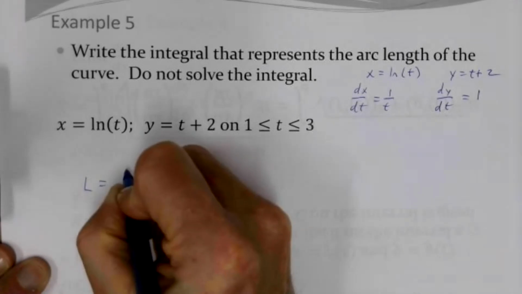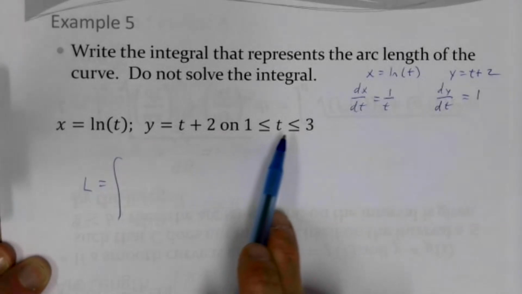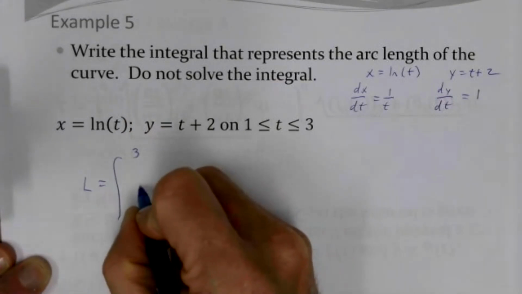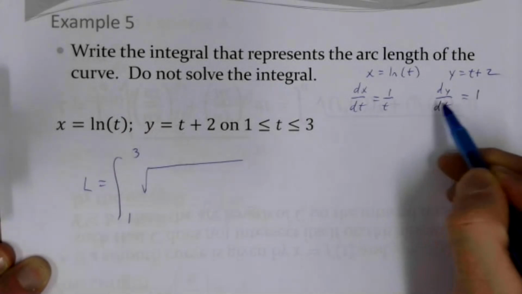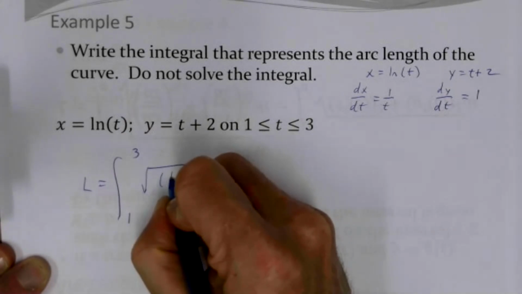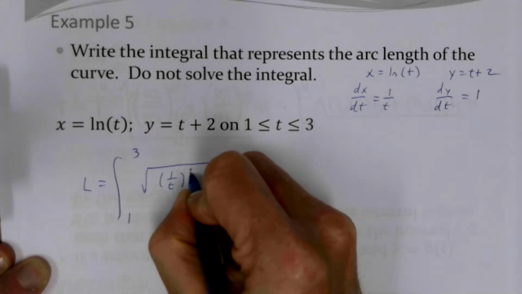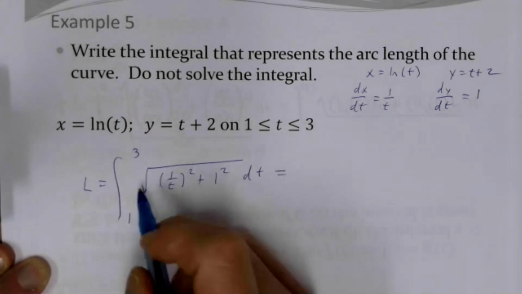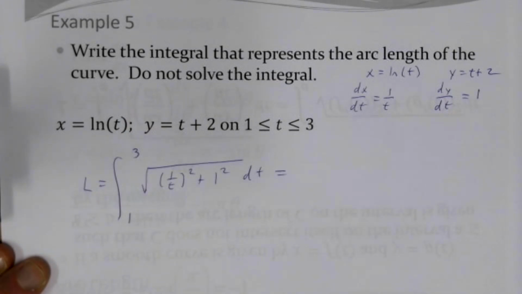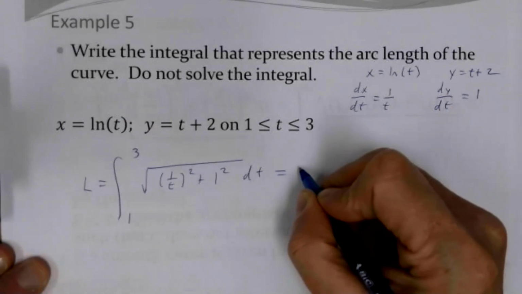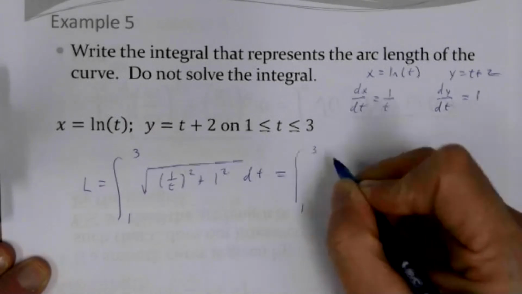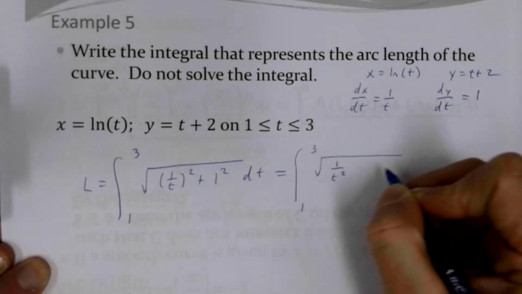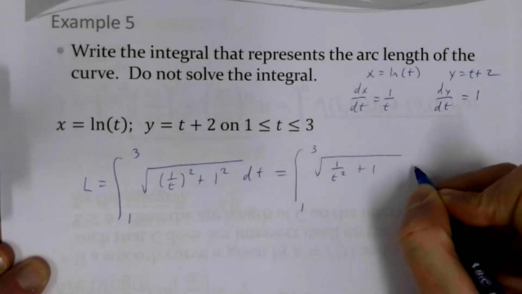So my arc length L will be the integral from 1 to 3 of the square root. And then I'm going to square my 2 differentials, which are 1 over t and then 1, squared. And then, of course, we do take the square root. I can go ahead and work out the quantity squared. So that basically will be 1 over t squared plus 1.